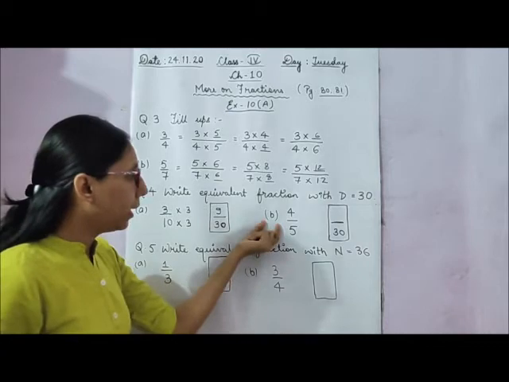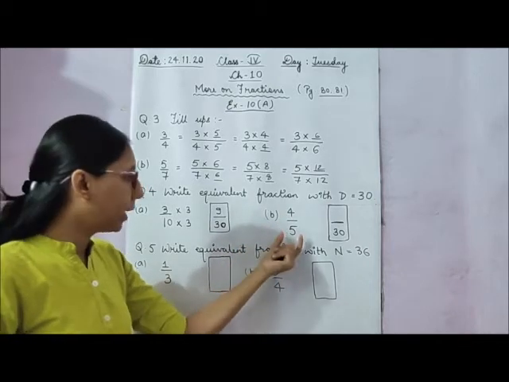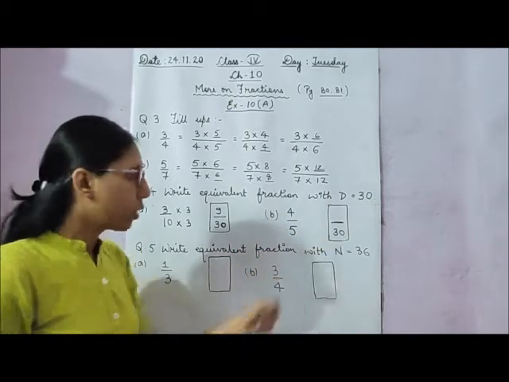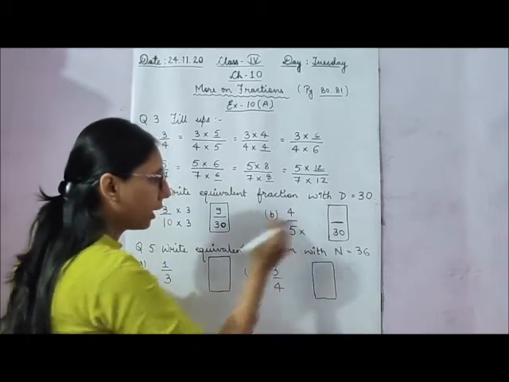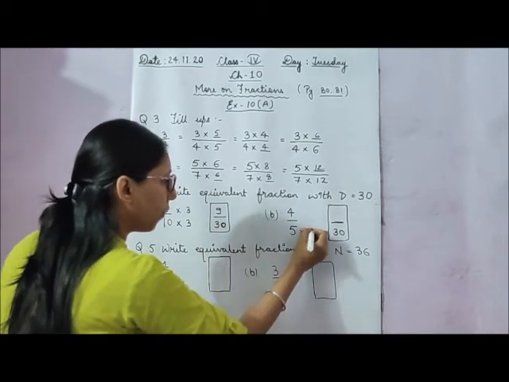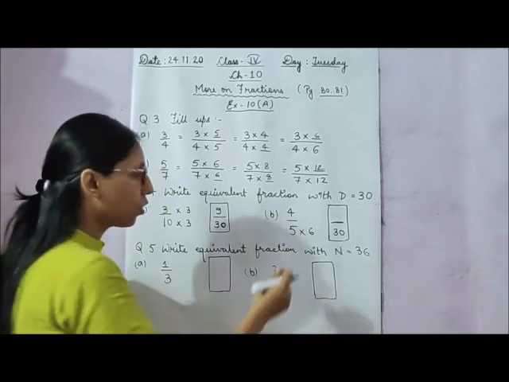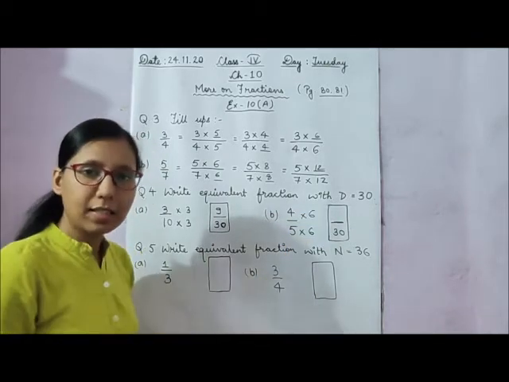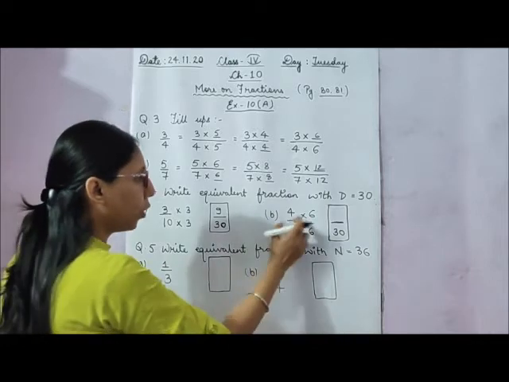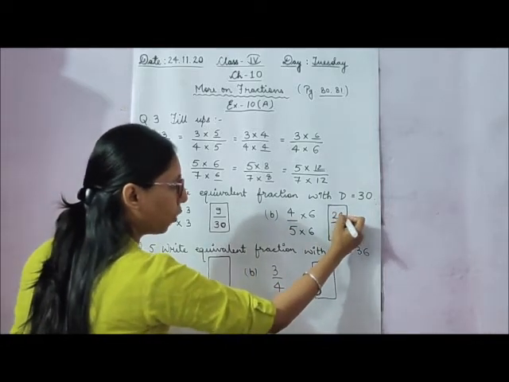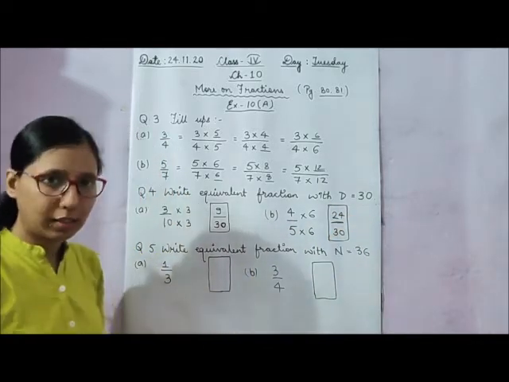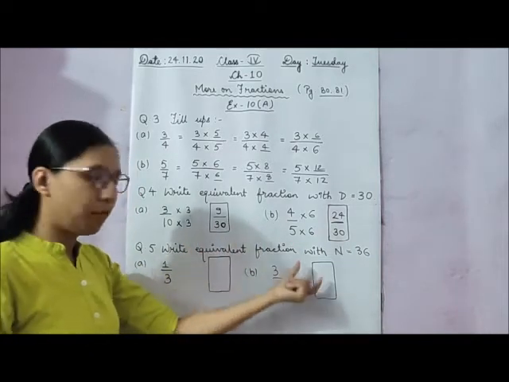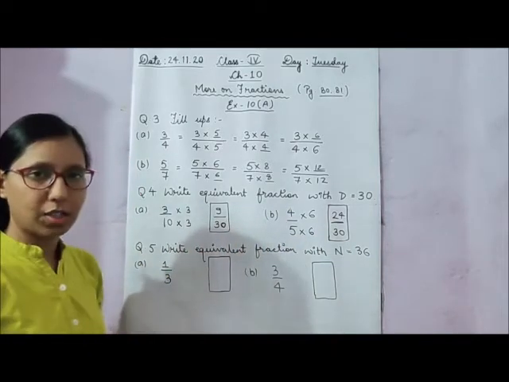Similarly in B part, 4 upon 5, we are making this 5 into 30. So what do we multiply 5 by so that we'll get 30? So 5 times 6 is 30. Now we have multiplied the denominator by 6, so we will multiply 6 in the numerator also. So 4 times 6 is 24. So the new fraction is 24 upon 30, and these are equivalent fractions of these fractions.